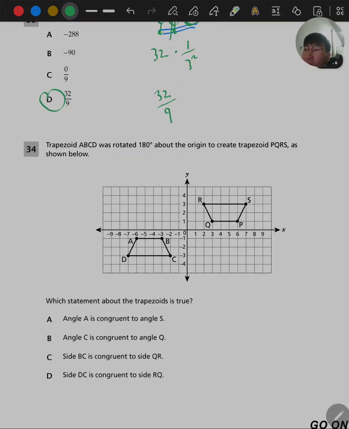And then 34. Okay, trapezoid ABCD was rotated. Okay, so that's the key word, 180 degrees about the origin, that's the reference point of rotation to create a trapezoid, okay? So what did I say before in the previous part? Look at that video. Rotations are a rigid motion, so they are preserving the distance, okay? And so basically the original shape after the function is still the same, okay? So when you think of the word same, you think about equal or congruent, okay? So let's see what the choices are saying.